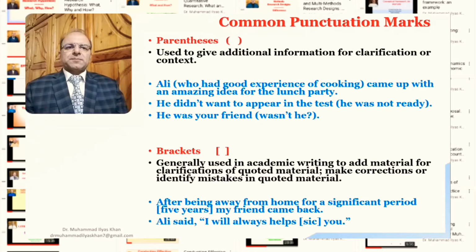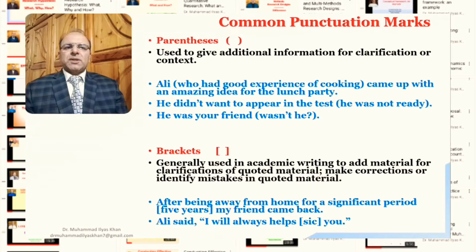The brackets. These are generally used in academic writing to add material for clarifications of quoted material, make corrections or identify mistakes in quoted material. So in other words, brackets are generally used where we quote material from other sources in our writing, especially in academic writing. For example, after being away from home for a significant period, my friend came back.